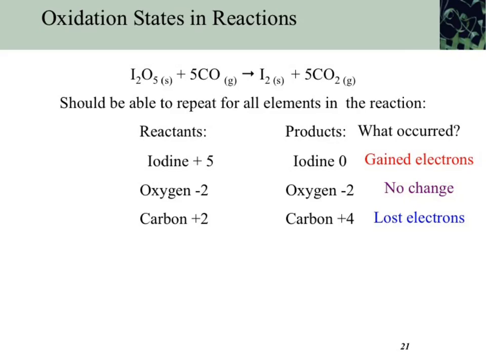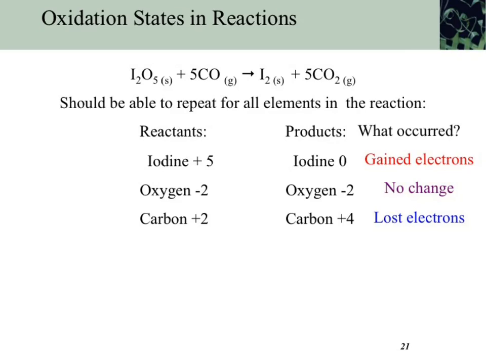Okay? The next part is we would then compare reactants to products for an individual element and see what happened to it. We went from a +5 to a 0, so what did I do to the number? I decreased it, also known as reducing it. So if we decrease the oxidation number, we've gained electrons, and that type of reaction is reduction, hence the reduce.